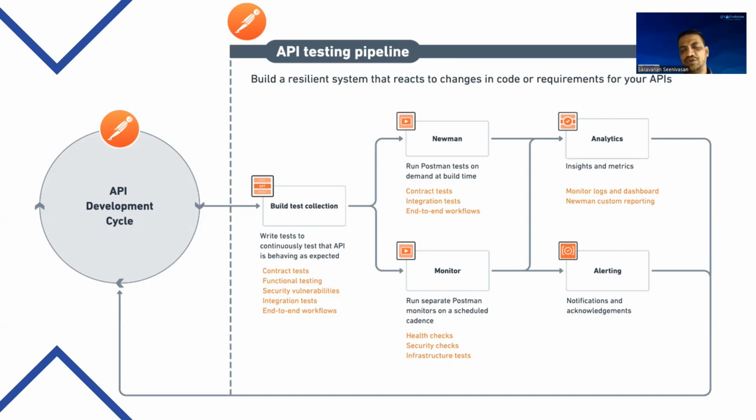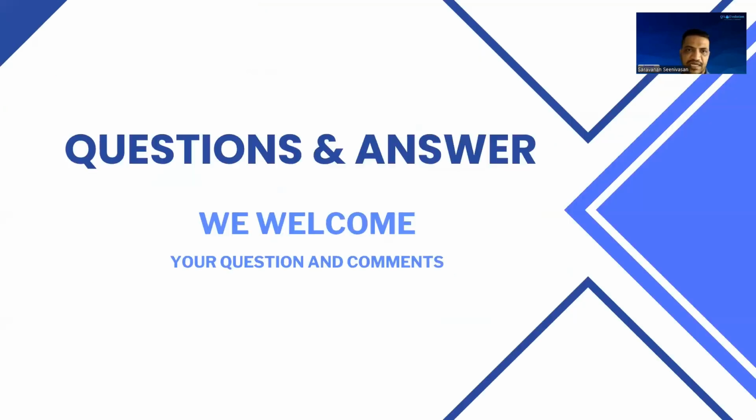Okay, so you can create the monitoring as well, an API monitor. You can create one collection and schedule it to monitor that the APIs are up and running all the time, at a particular interval of time. So you can test the collections through Newman and analytics, and you can integrate with an alerting system like Slack, Teams, any alerting system that you have. Okay, so this is all about the API development life cycle.